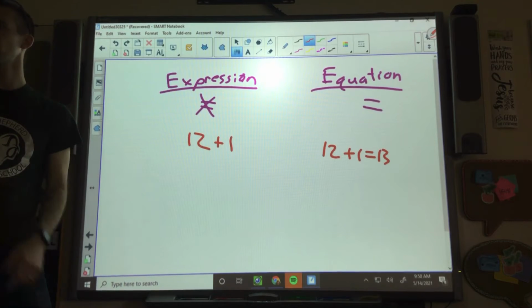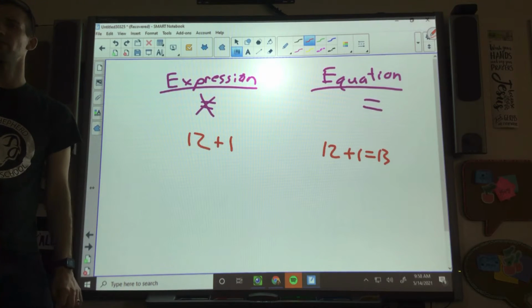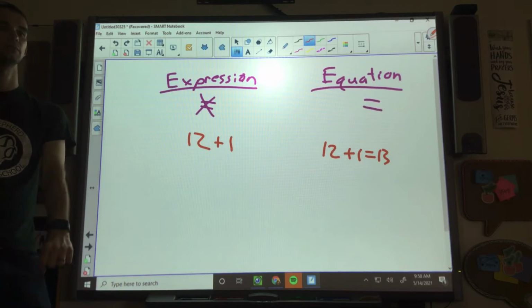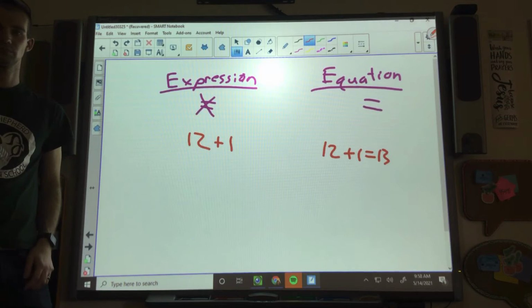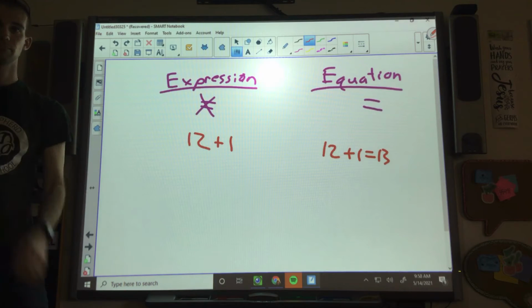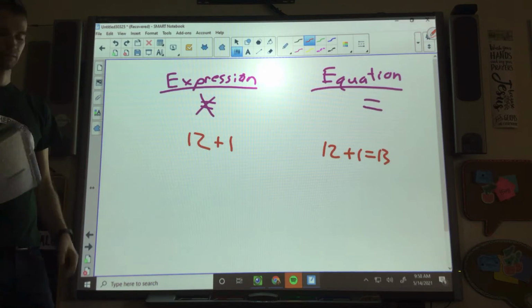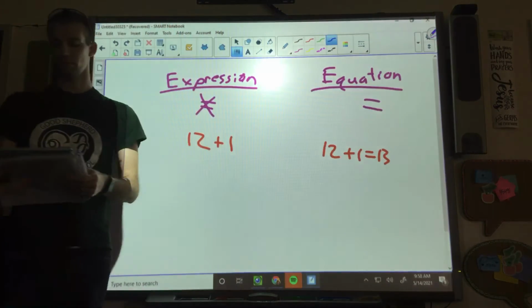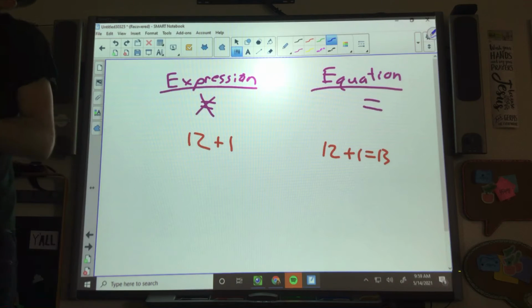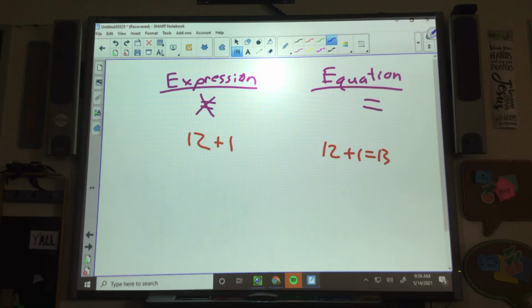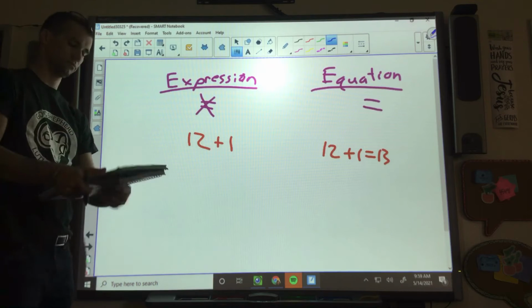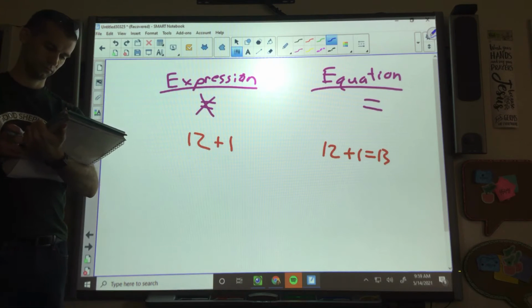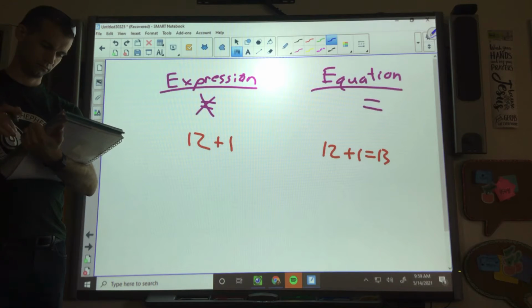B, can someone read B for me? You can switch Randy's name to something else that's cool. Go for it, Jordan. Bryson's age 1 year from now is 12 plus 1 or 13 years. Write an expression to show Bryson's age 2 years ago.